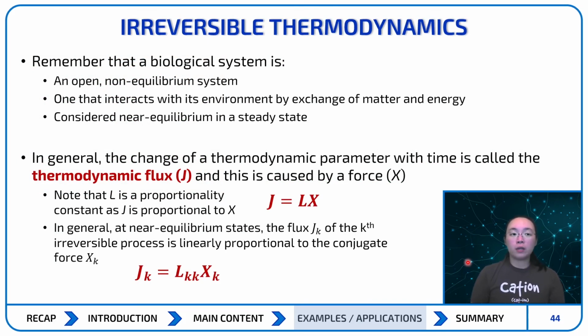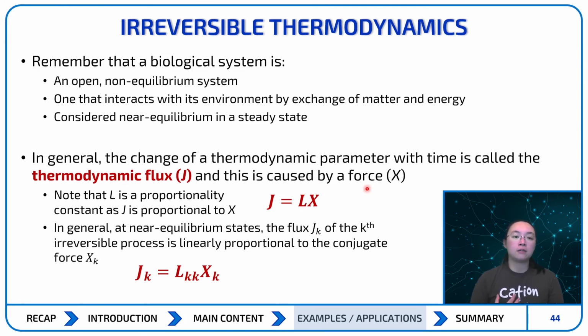So now we want to take a quick look at irreversible thermodynamics. Remember, a biological system is an open, non-equilibrium system. It's going to be one that interacts with the environment by exchanging matter and energy. So we want to consider near equilibrium in a steady state. In general, the change of a thermodynamic parameter with time is called the thermodynamic flux, and this is caused by some sort of thermodynamic force X. So we talked about these before. That thermodynamic flux being caused by a force X needs to be related by some sort of proportionality constant. We call that L. So now we have J equals LX.